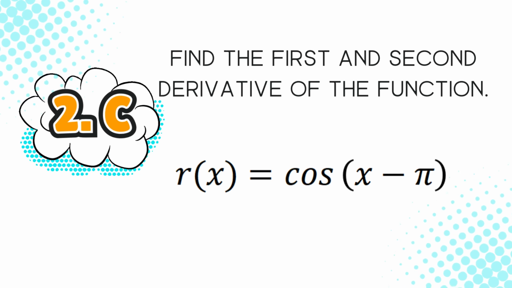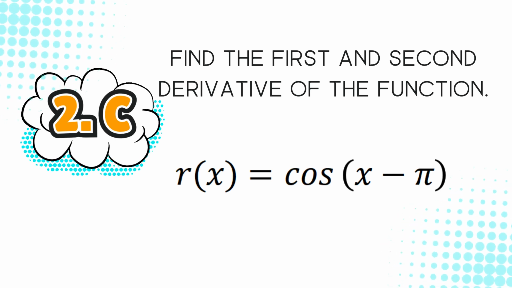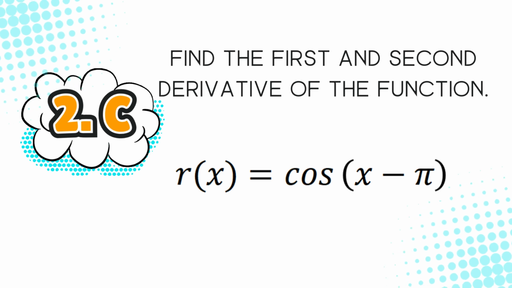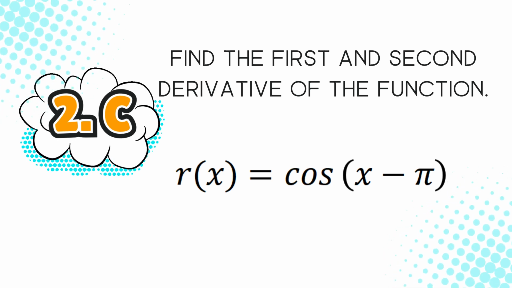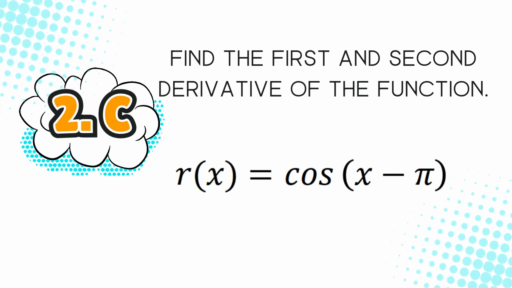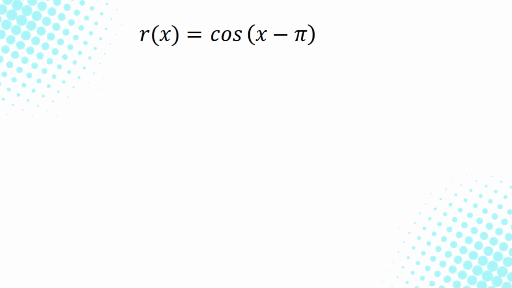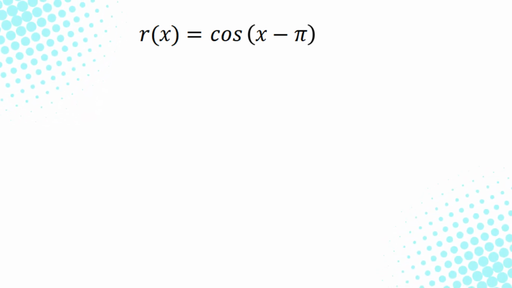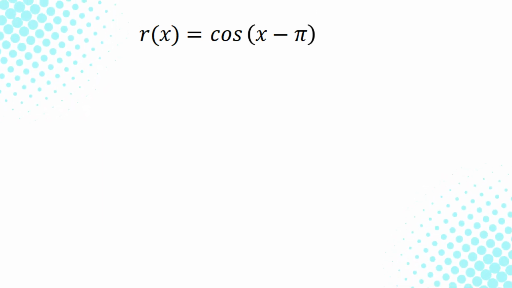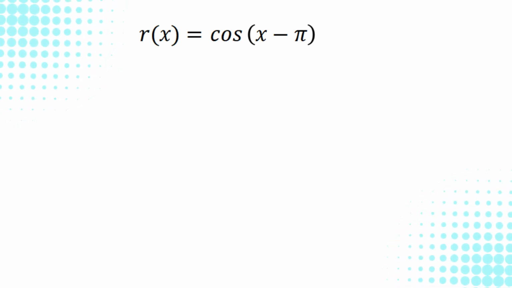For our second item, we are going to find the first and second derivative of the function. The function r of x equals the cosine of the quantity x minus pi. We are going to differentiate using the chain rule.